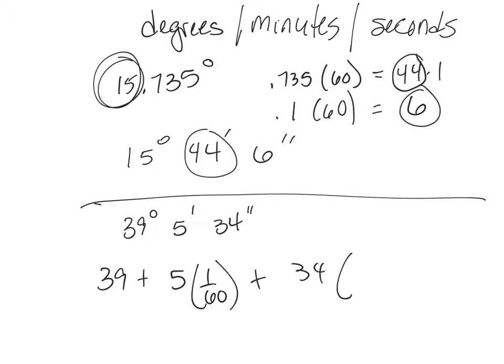Going the other way, you do 39 plus 5 times 1 over 60 plus 34 times 1 over 3600. Because for the seconds, you really multiplied by 60 twice to get there. So you have to divide by 60 twice, and 60 times 60 is 3600. Put that in the calculator carefully, and you should get your decimal for that. So when you're doing this, just check it on your calculator to make sure you've got the right answer.